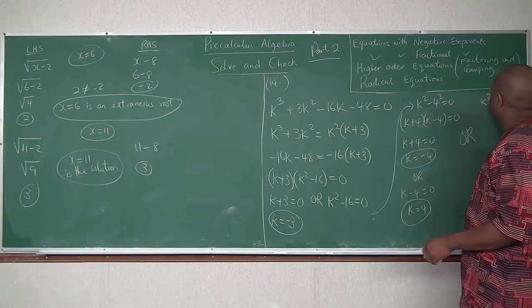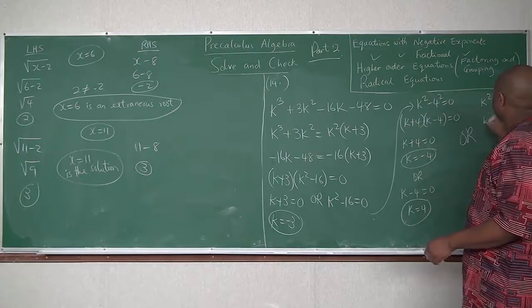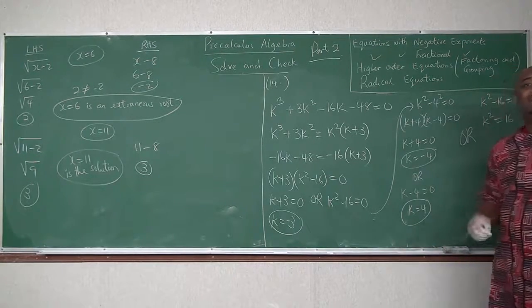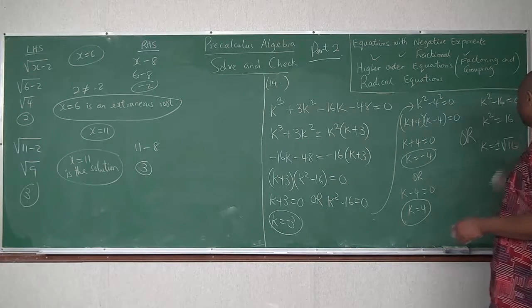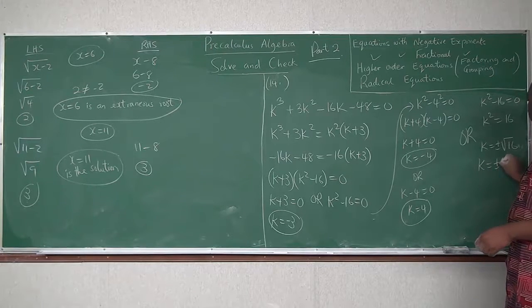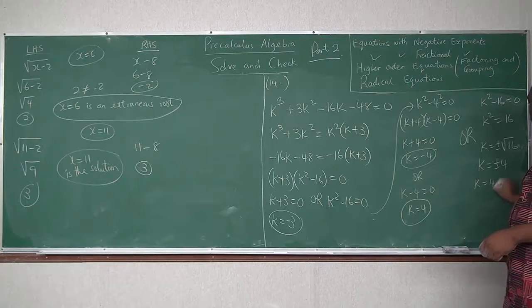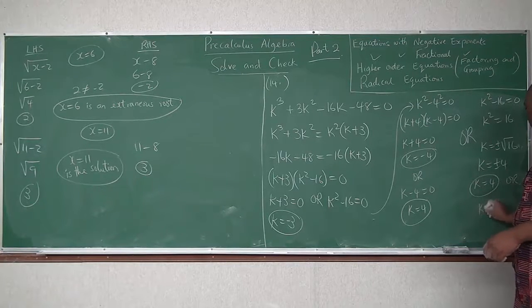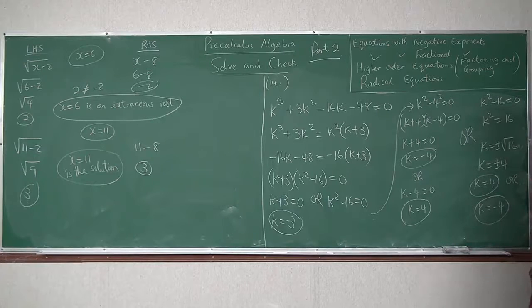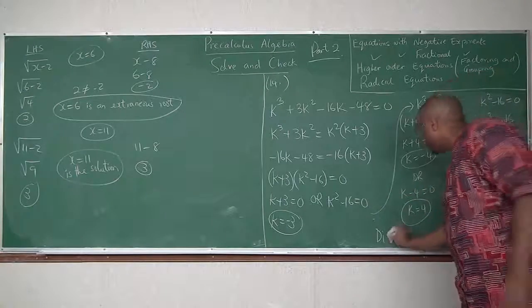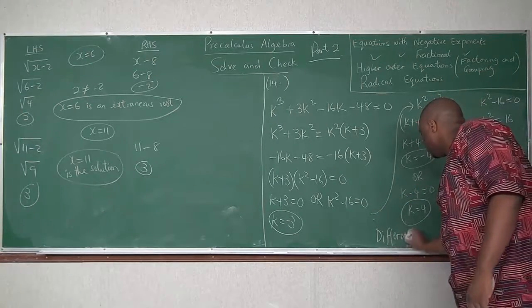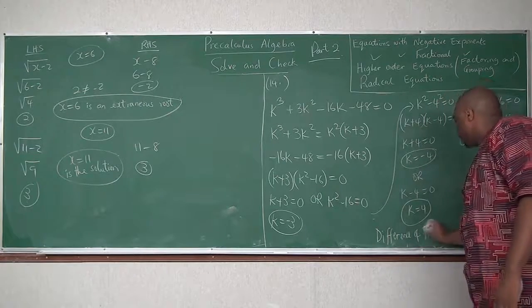When you have k squared minus 16 equal to 0, k squared will be 16. Then you take the square root of both sides. k will be plus minus square root of 16. So k will be plus minus 4, which means that k is 4, or k is negative 4. This is what we call square root property. This is what we call difference of two squares. I'll write it here. This is under factoring. Difference of two squares.